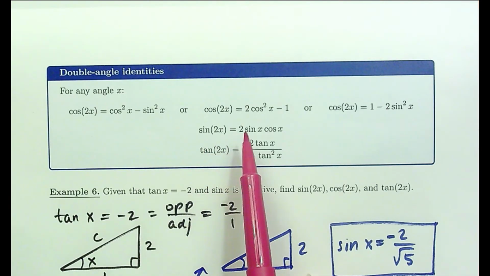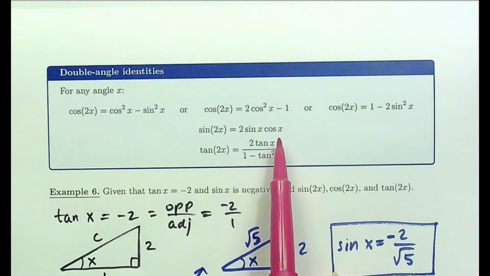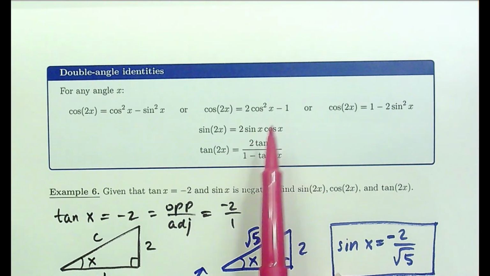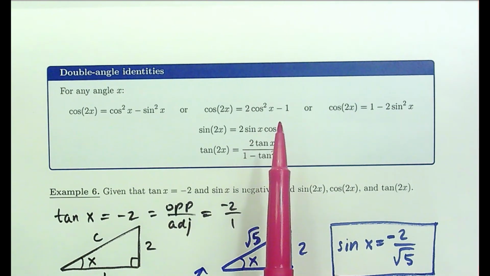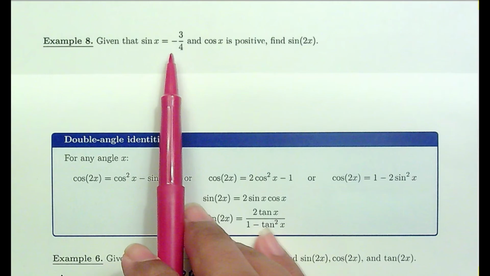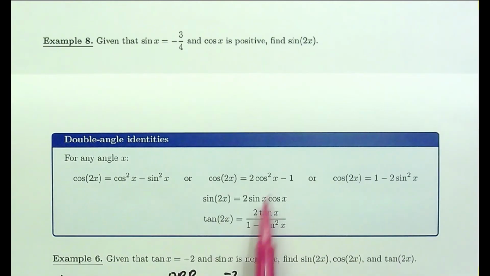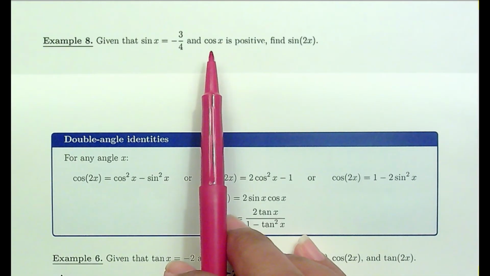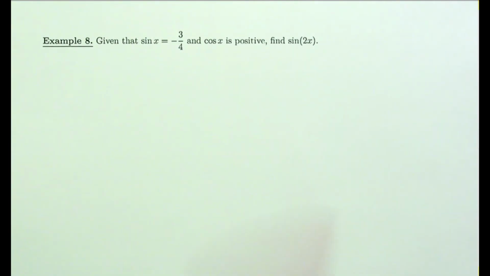Looking at the formula for sine of 2x, it says equals 2 sine of x cosine of x. So that means we need to know both. We need to know the sine of x and we need to know the cosine of x. They're telling us what the sine of x is, so that means our job is going to be to find what is cosine of x. We have to figure that out.